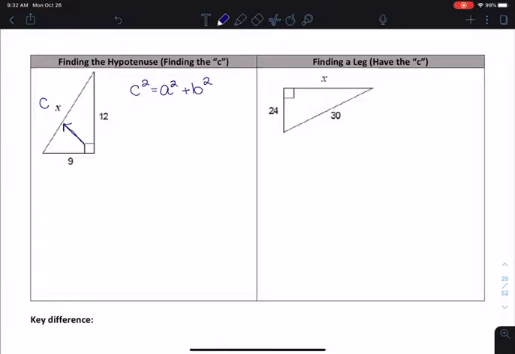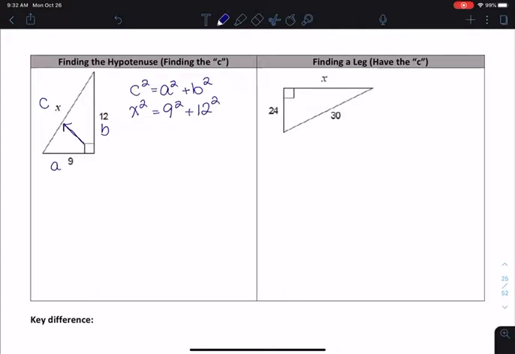And I'm going to substitute each thing in. C is X, so I'll change that to X squared equals A squared. Oh, I didn't label my two sides. Let's make that A and that B. So A is 9, so that's 9 squared, plus B is 12, which is 12 squared.